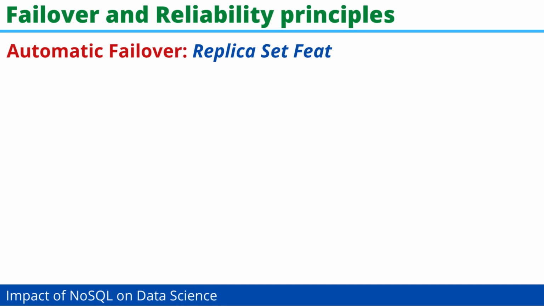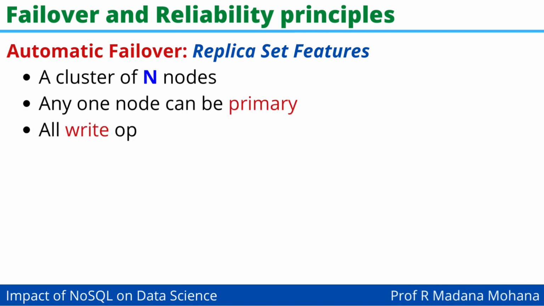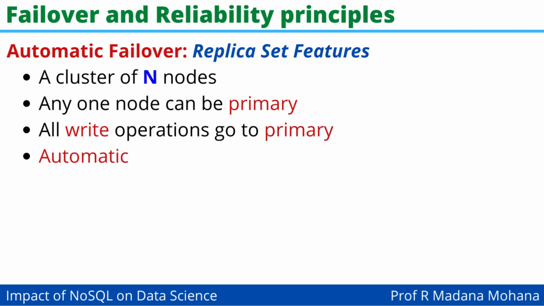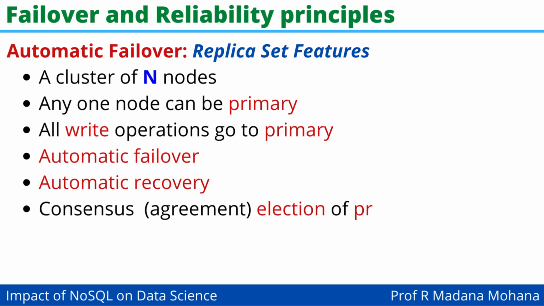An automatic failover replica set features a cluster of n nodes. Any one node can be primary out of n nodes. Then all write operations go to the primary. Automatic failover, then automatic recovery, then consensus, which means agreement, the election of the primary. These are all the replica set features in automatic failover.